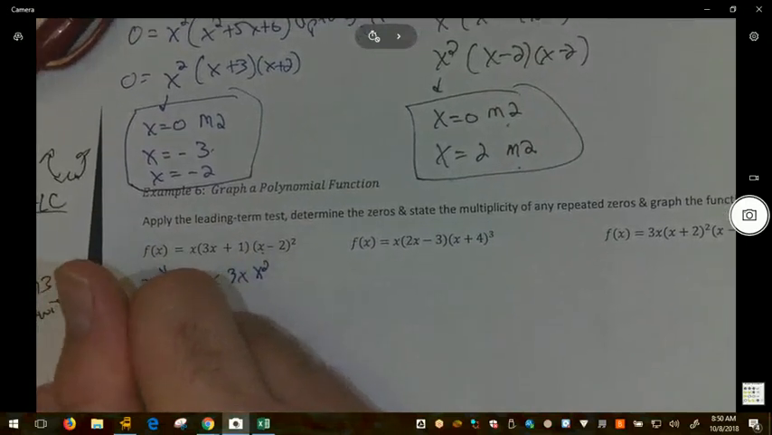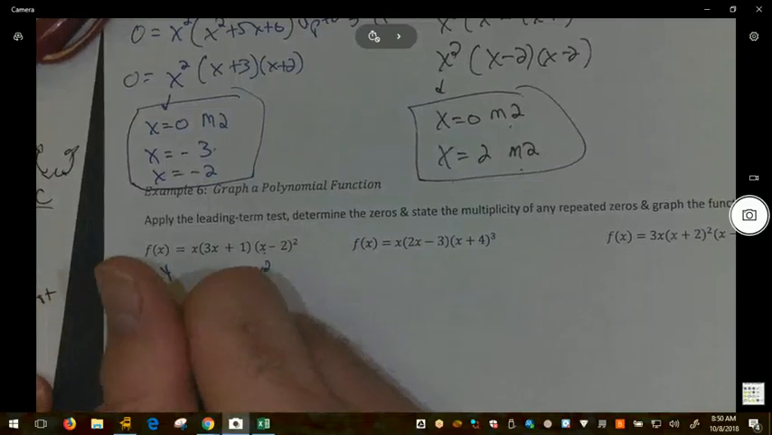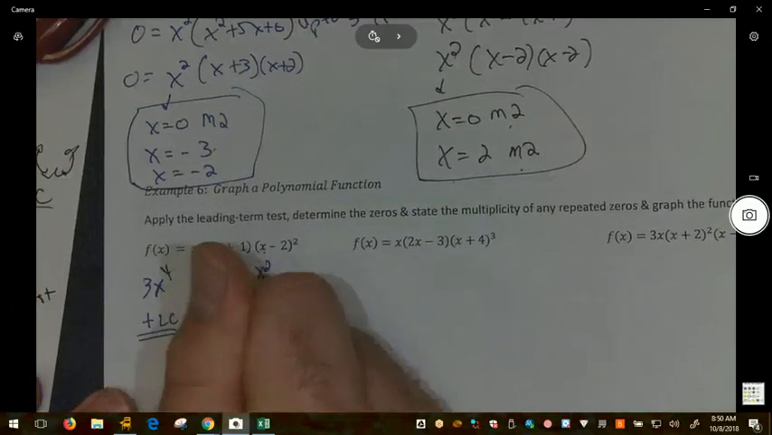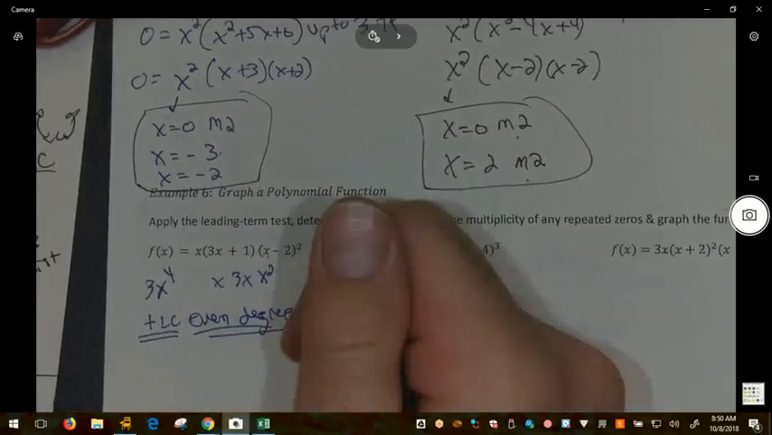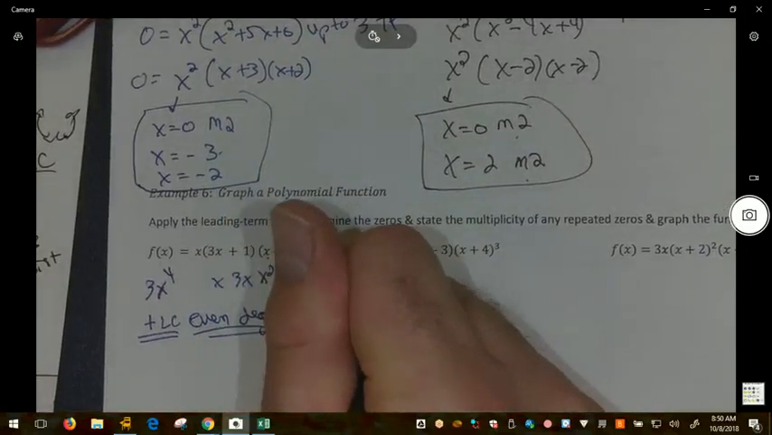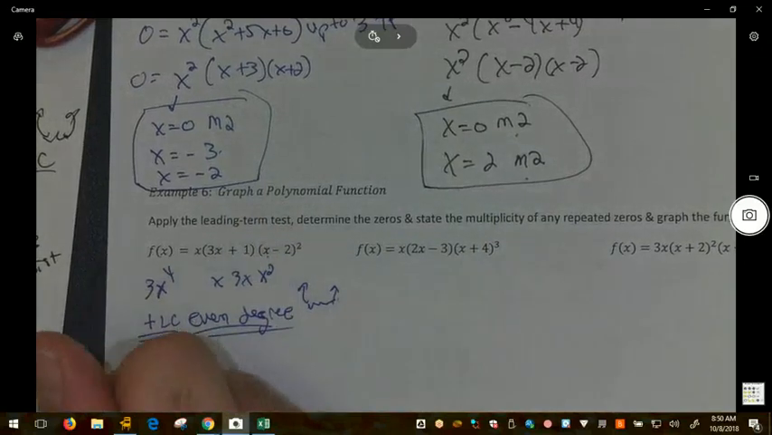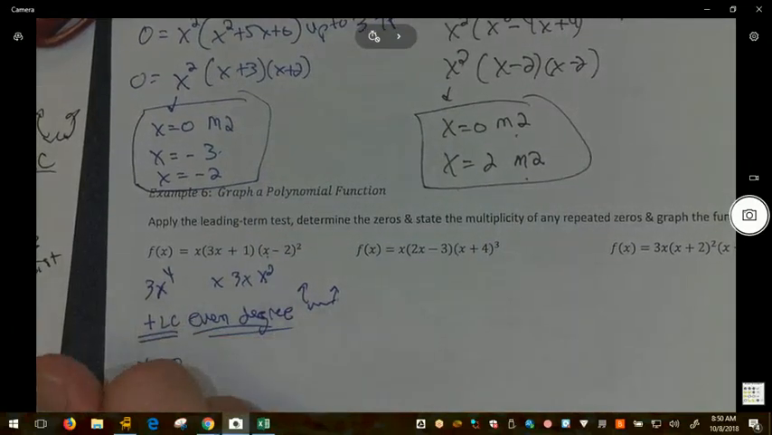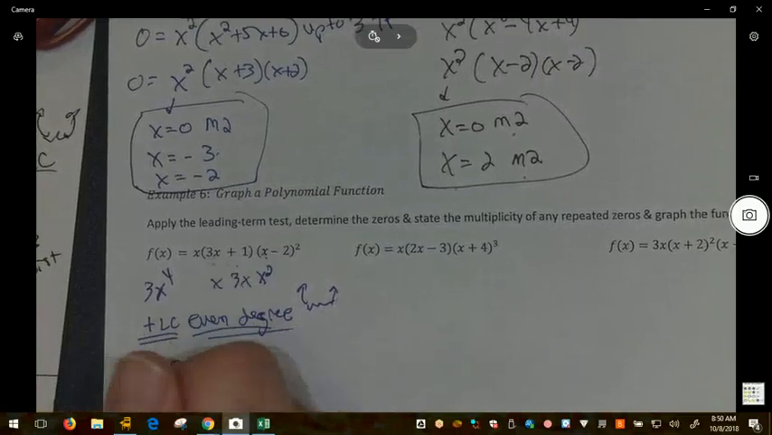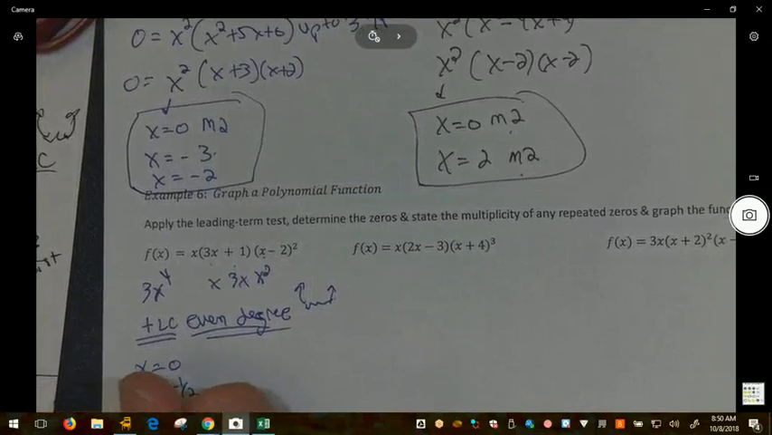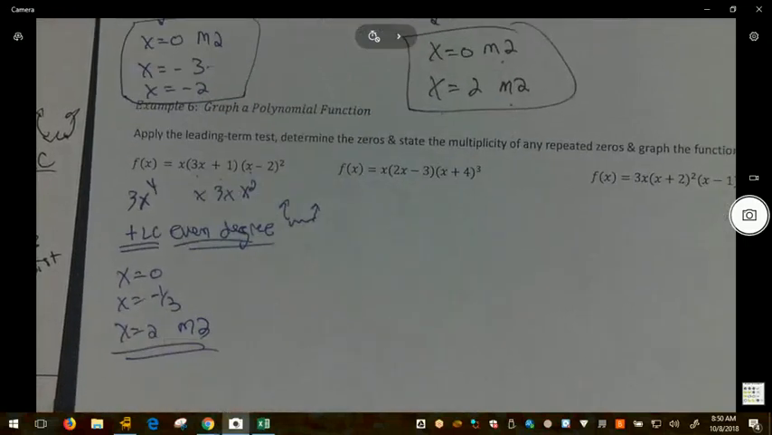So my leading term is a positive lead coefficient and an even degree, which means it's going to function much like a parabola in terms of its end behavior. The zeros are x equals 0, x equals, I subtract 1 and divide by 3, negative 1/3. Here I add 1, x equals 2, but this has multiplicity of 2.